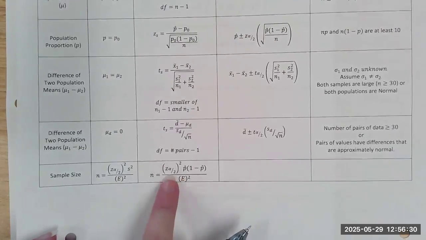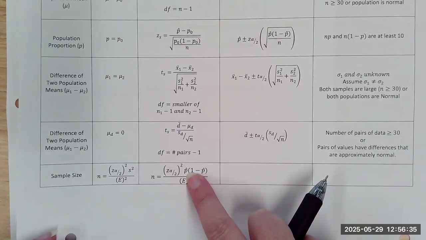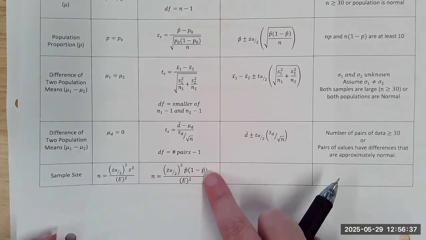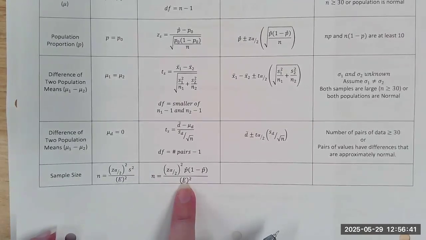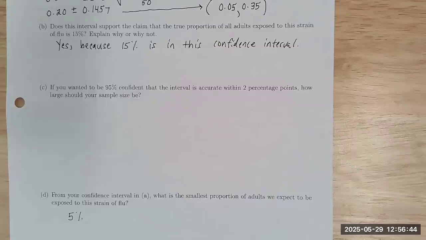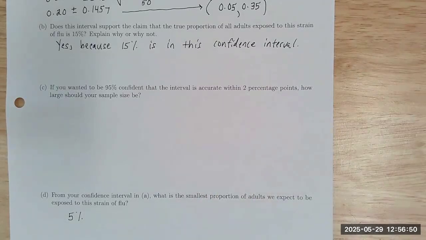So we need a z alpha over 2 squared times the p hat, which we already have, times 1 minus the p hat. We already have that as well. And then we're dividing it by the error squared. The error is the part where it says within something. Within 2 percentage points. Here's the way that you can miss this question because it's a little tricky. And the first time I did it, I didn't read it very carefully and I messed it up. So it's tricky. You have to read it carefully.